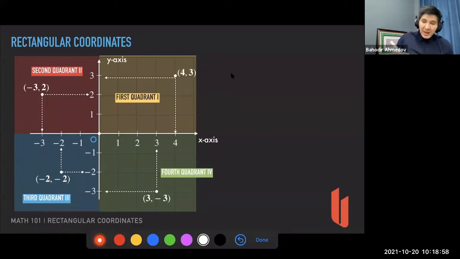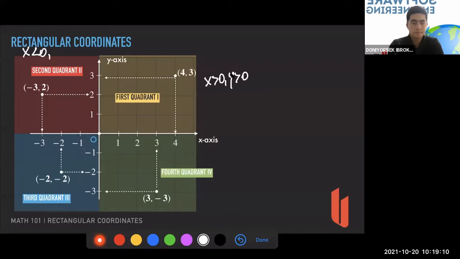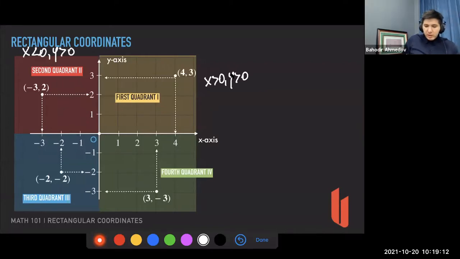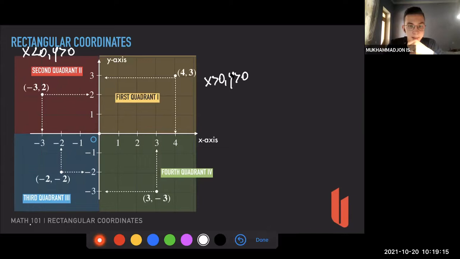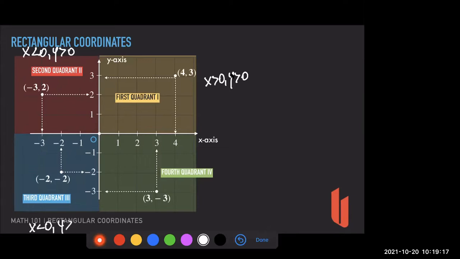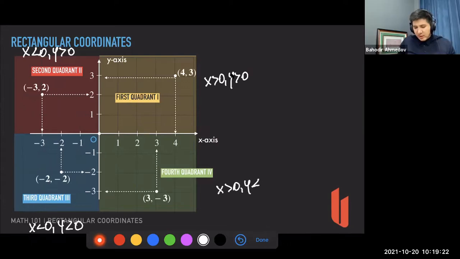In the first quadrant, x and y coordinates are positive, right? So x is positive and y is positive. What about the second quadrant? X is negative, y is positive, right? What about the third quadrant? Both x and y are negative. Okay, both negative. And in the fourth quadrant, x is positive and y is negative. It is very important to keep this in mind: in which quadrants the x's are positive or negative, and in which quadrants the y's are positive or negative, okay?